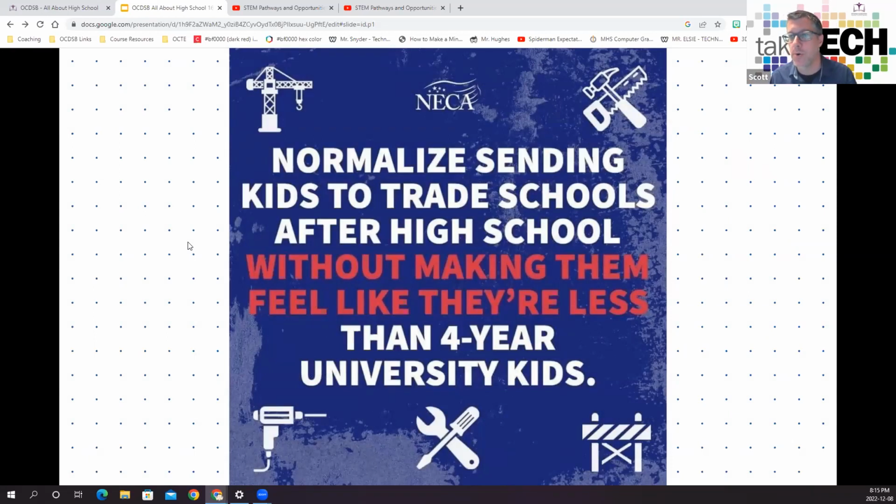So I really like this quote again by Mike Rowe: normalize sending kids to trade schools after high school without making them feel like they're less than four-year university kids. I really think if a student comes up and says they want to do manufacturing, they want to do construction, they want to do whatever, we should turn to and just say, basically, how can we make that happen? What do we need to investigate? What is your best option to get there? And really, is it the right career choice for you right now?